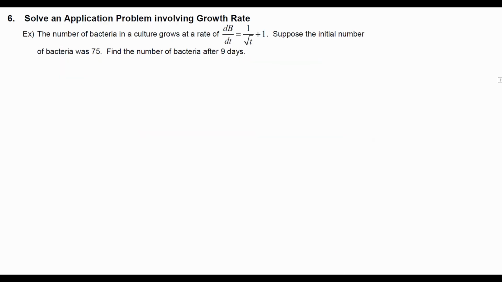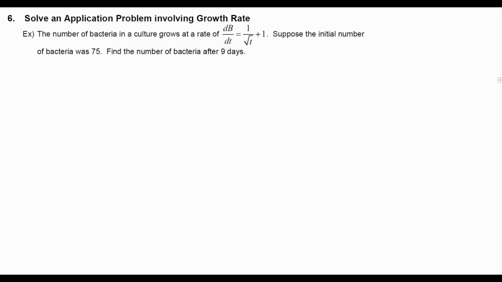And let's solve another application problem involving growth rate. And this is again the same as solving a differential equation. The number of bacteria in a culture grows at a rate of dB/dt equals 1 over the square root of t plus 1. Suppose the initial number of bacteria was 75. Find the number of bacteria after 9 days.